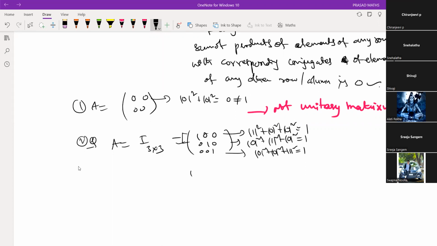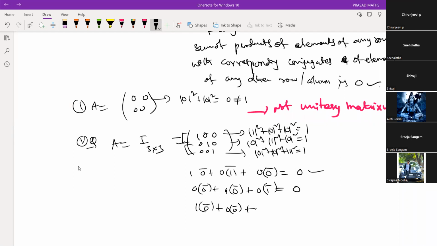Conjugates. What is the conjugate of this? The conjugate of 0 is nothing but 0, because they are real entries. 0 bar is equal to 0, therefore it is 0. Now look at this: 0 times 0 bar, 1 times 0 bar, plus 0 times 1 bar. What is this? 0 itself. Look at the first and last: 1 times 0 bar, 0 times 0 bar, 0 times 1 bar. What is this? 0. Therefore, it satisfies all conditions, hence it is a unitary matrix.